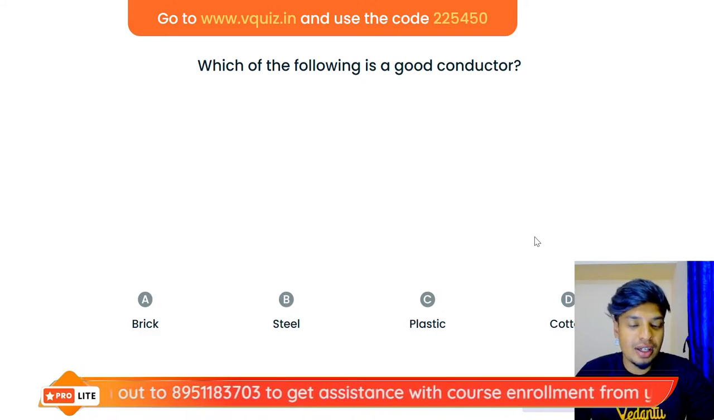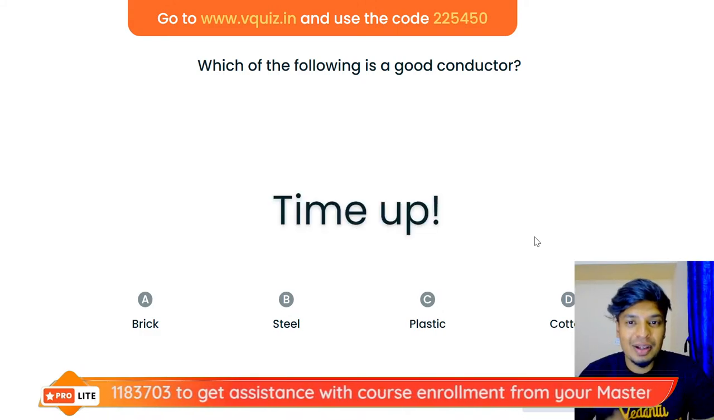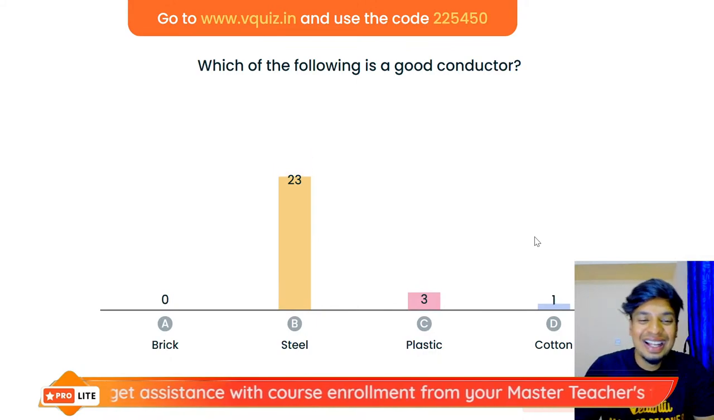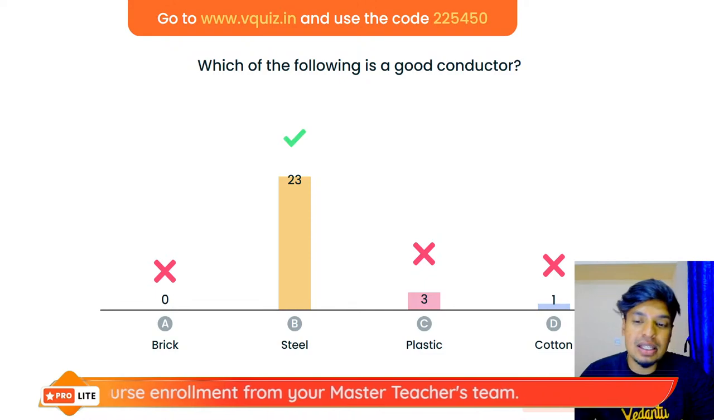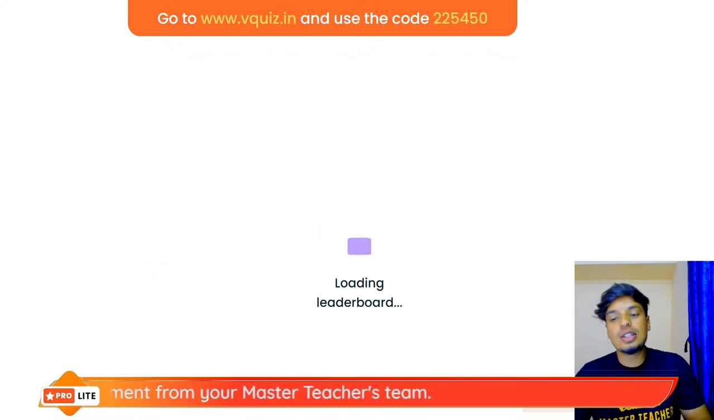Of course, B. I think it's a brick. Brick is a good conductor. It is definitely steel, guys. Steel is a good conductor, whereas brick, plastic, cotton, all of these are poor conductors, insulators.